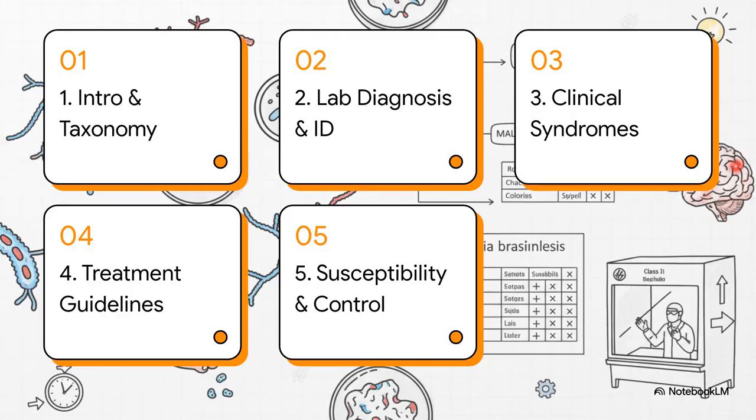So here's our roadmap. First, we'll get properly introduced to Nocardia brasiliensis and figure out its place in the microbial family tree. Then, we're heading into the lab to look at the nitty-gritty of how we actually pin down a diagnosis. After that, we'll connect what we see on the bench to what's happening at the bedside, the diseases it causes, and of course, the best ways to treat them. And to wrap it all up, we'll tackle those big picture challenges of susceptibility testing and lab safety.